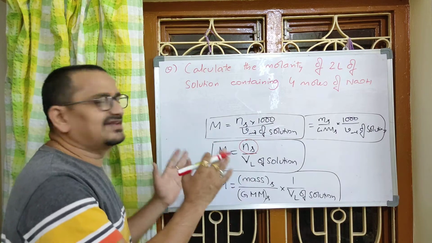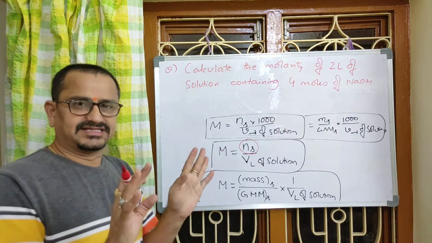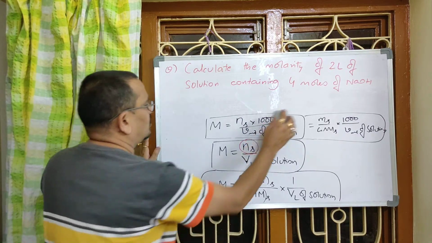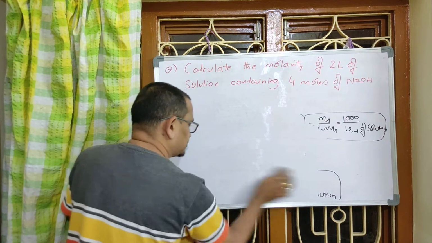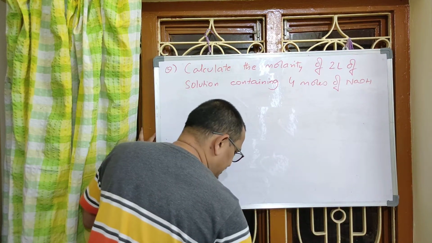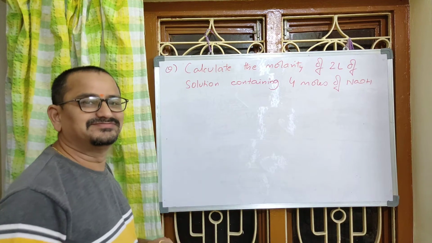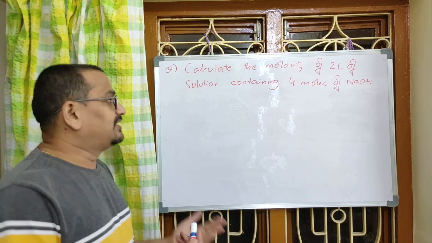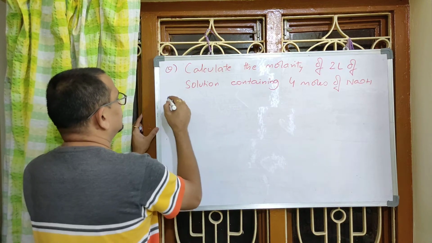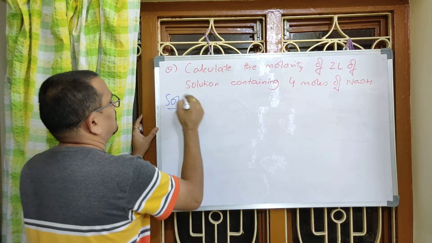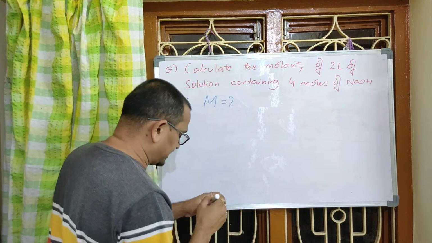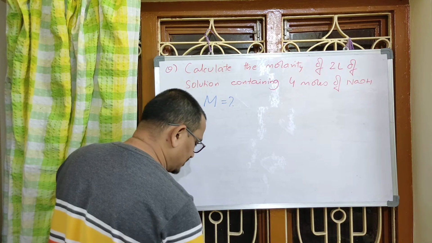Whenever a question is given like this, don't get tense, don't freeze, okay? You try to get the data. What's the data given in the question? Data given means what value is given and what value is asked to find out. What are the given values and what are the values to be determined? Now let us see this one. Calculate the molarity. We have to find out molarity.